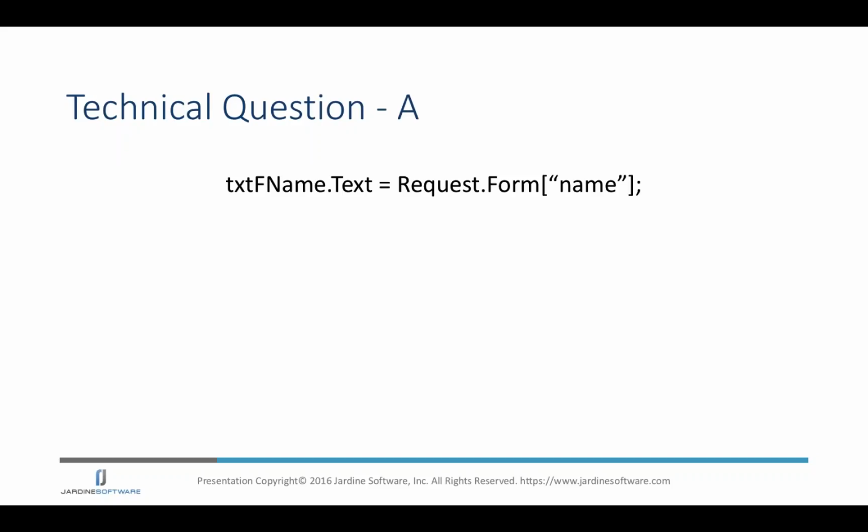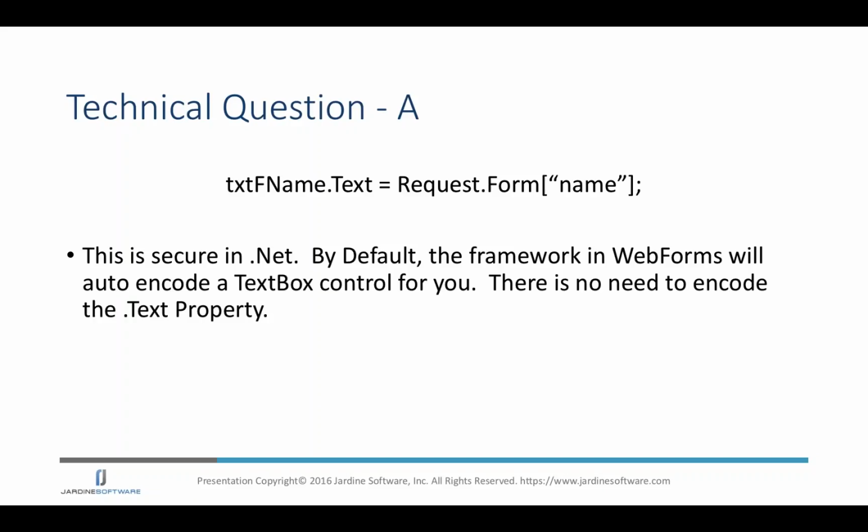So let's look at the first one. txtf name.txt equals request.form, and it's pulling in the name that the user submitted. Okay, well, TXT, I'll clarify this is a text box in ASP.NET Web Forms. Well, is it vulnerable or not? And this is sometimes tricky for people, but actually in this case, it is not, right? And the reason it's not is because by default, Web Forms auto-encode their text property of their text box control. So you don't have to put encoding around this. Typically, if you were to see something like this, you'd see an HTML encode wrapped around the request.form. But text boxes auto-encode, right?